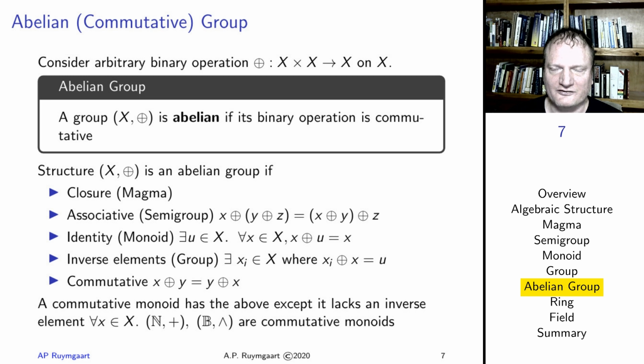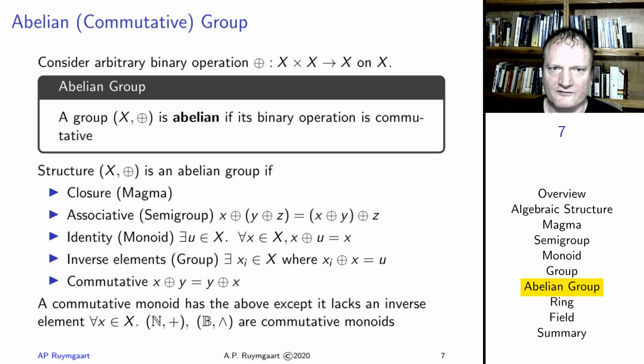Our next structure is called an abelian group. It's also called a commutative group, and the word commutative says it all. A group is an abelian group if its binary operation is commutative. So an abelian group has the following requirements.